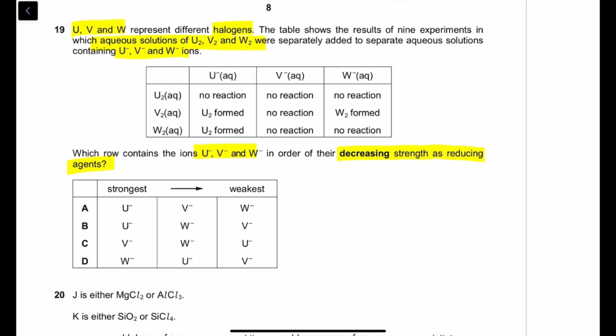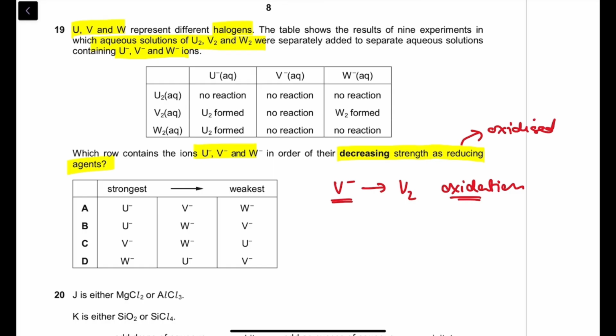So, the weakest reducing agent is going to be the one that is displaced the least, but displaces the most. This is because if we go from V- to V2, this is an example of oxidation. A reducing agent itself is oxidized. Therefore, if V- remains as V- and it's not oxidized, then it is a weak reducing agent.